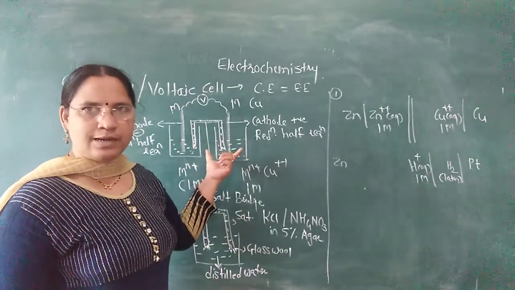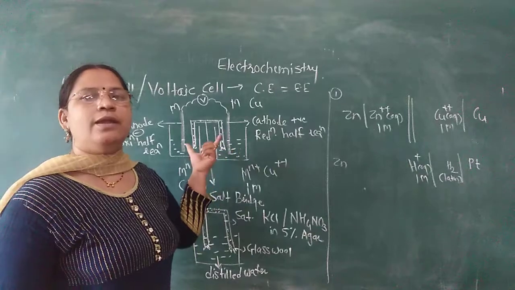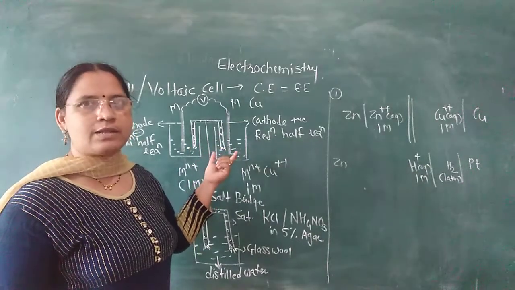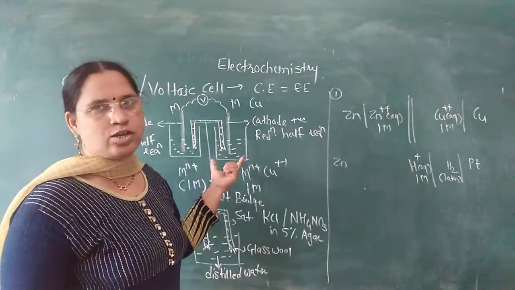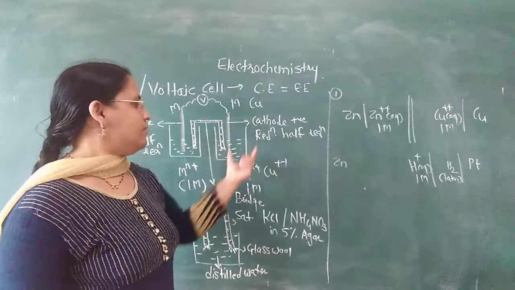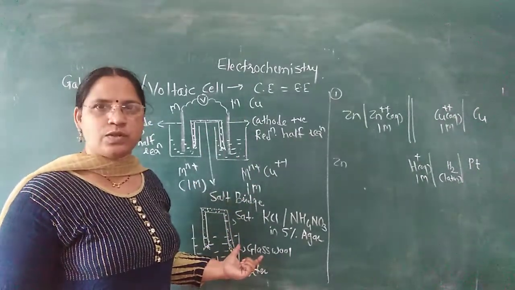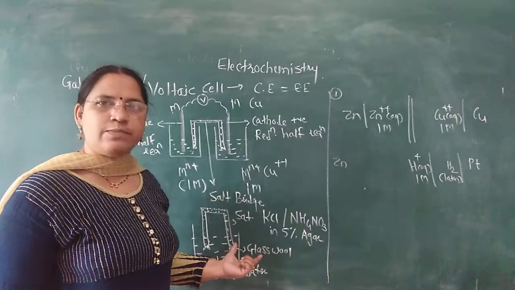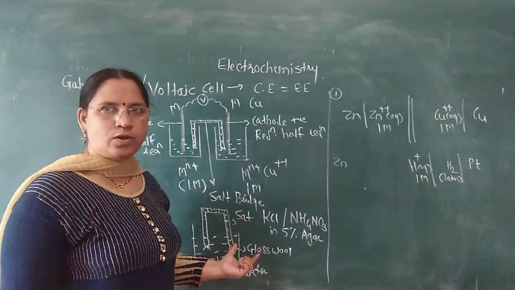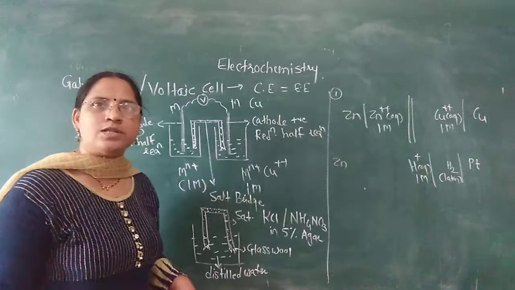It provides the electrical contact between two solutions. It connects the two half cells. It maintains the electrical neutrality. These are the functions of the salt bridge. Generally, there is a separate question also: What is a salt bridge? Describe the construction and working of the salt bridge. May I repeat the answer for this question?